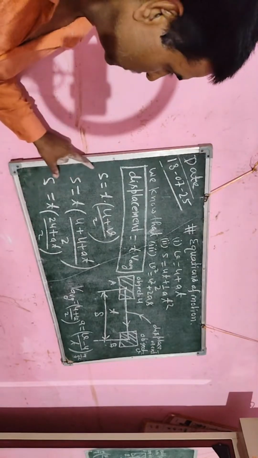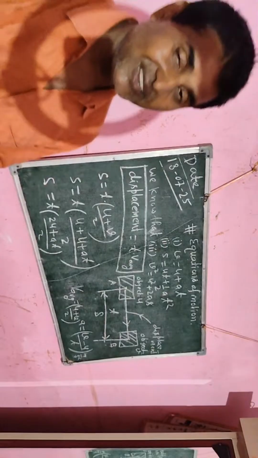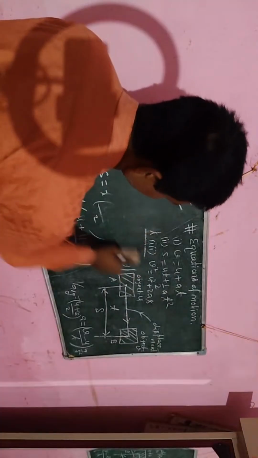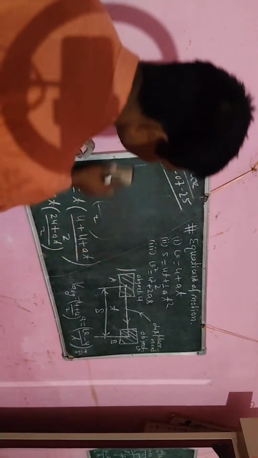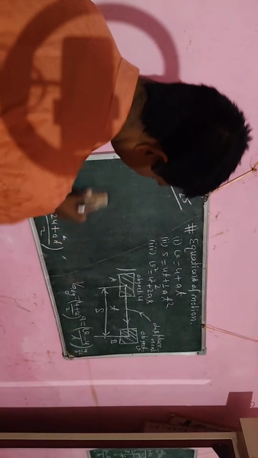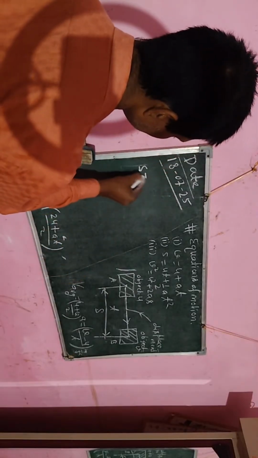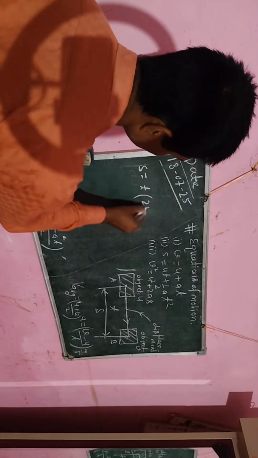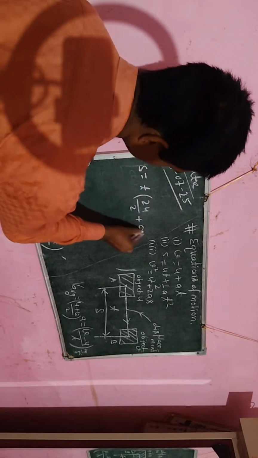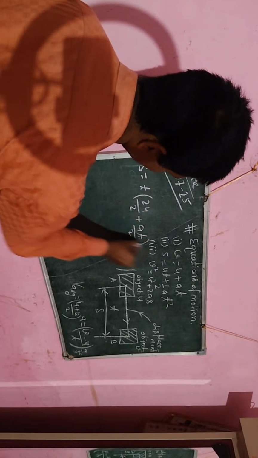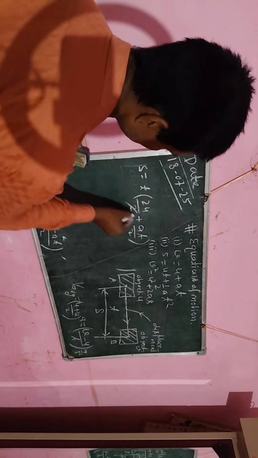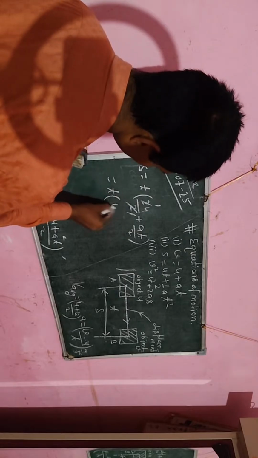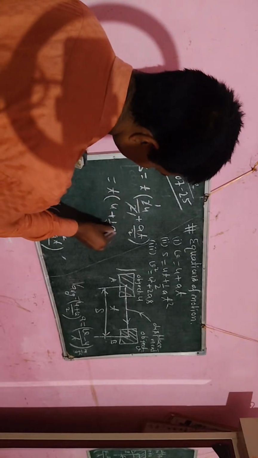Now there is no space here, so I am going to erase everything for further calculation. After erasing I will write all the information in detail. Here s is given, then I write t. Now I simplify 2u divided by 2 plus at divided by 2. The 2 and 2 cancel out, so I write s is equal to t times (u plus 1 by 2 a t).